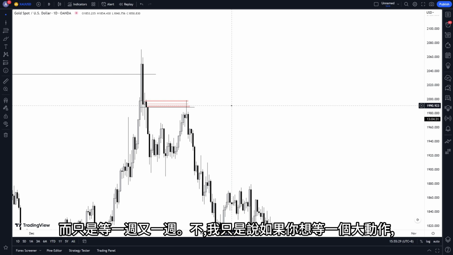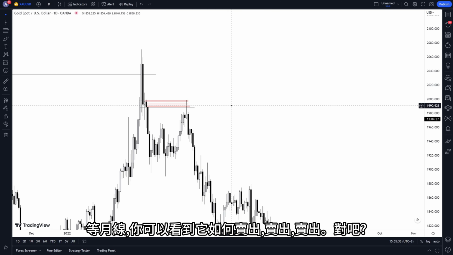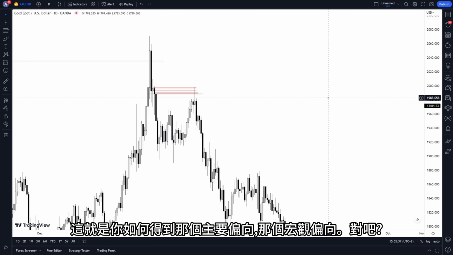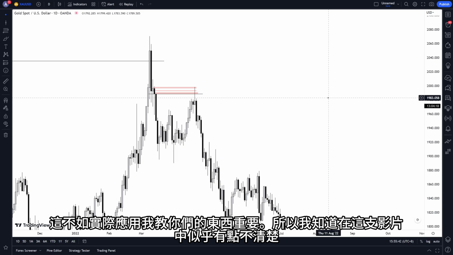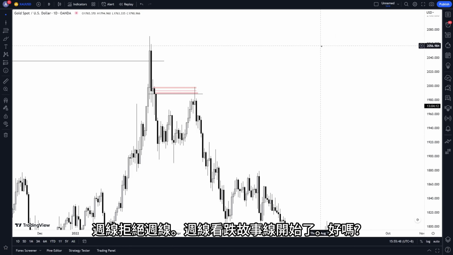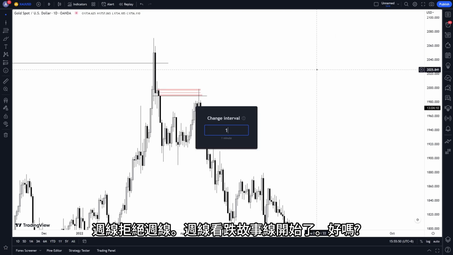That doesn't mean we don't enter any trades and we just wait weeks after weeks. No, I'm just saying that if you want to wait for a big move, wait for the monthly. You can see how it sells and sells and sells, right? That's how you get that major bias, that macro bias, right? But that's not as important as actually applying what I'm teaching you guys. So I know it seems a little bit unclear in this video what I'm talking about, but I'm going to be talking about it multiple times in future videos.